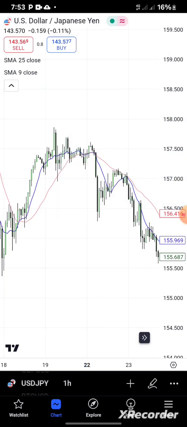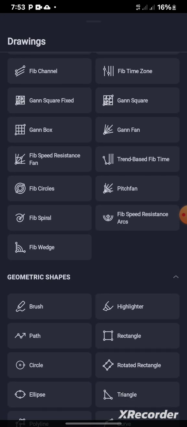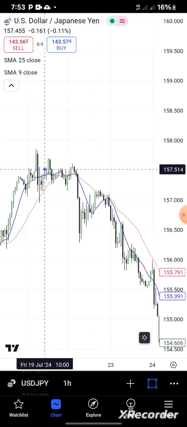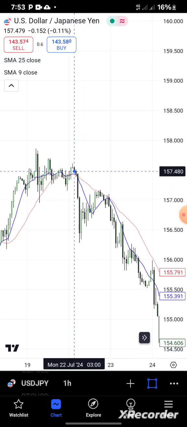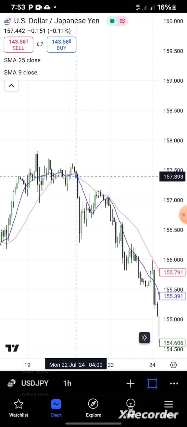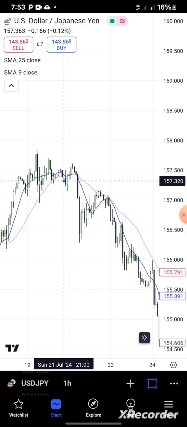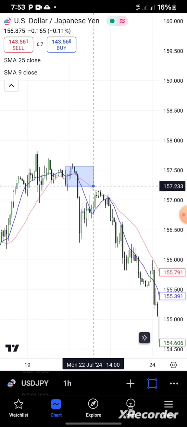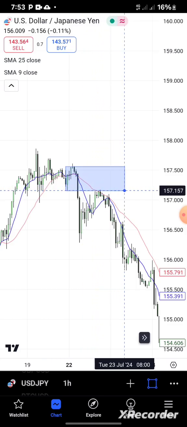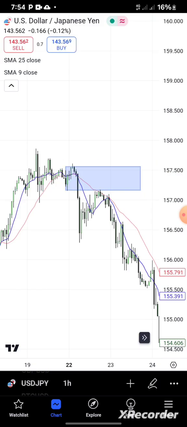Now I'm going to show you demand zones. You see, here is another supply zone. Let me show you guys. There was a consolidation here, then we had this candle, and here there was a very strong bearish movement. Here we mark this consolidation, from the lowest low to the highest high.